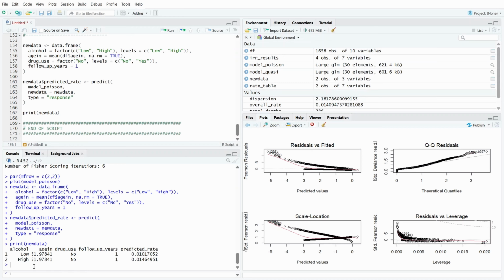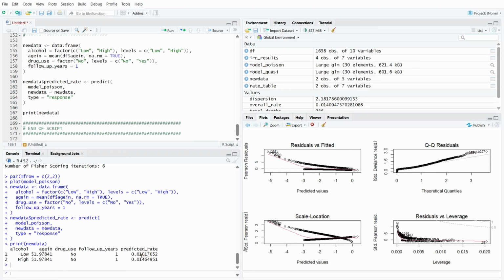Here we've created a simple comparison. Two individuals who are identical in every way except for alcohol use. Both are set at the average age, about 52 years old. Neither uses drugs and each has 1 year of follow-up time. So this is a clean, controlled comparison of alcohol's effect.